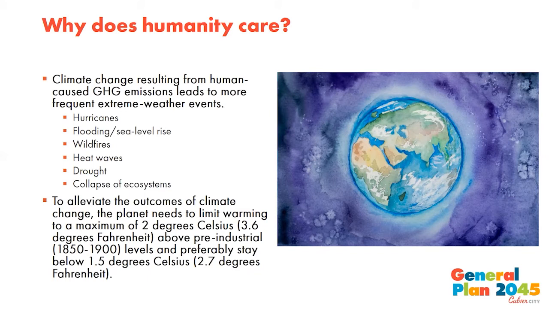The general consensus among climate scientists is that to prevent irreversible effects of climate change, we must limit global temperatures to a maximum of 2 degrees Celsius. That's 3.6 degrees Fahrenheit above pre-industrial levels. While that doesn't seem like much of a difference, on a global scale, a 3.6 degree Fahrenheit increase can throw the Earth's equilibrium out of balance.